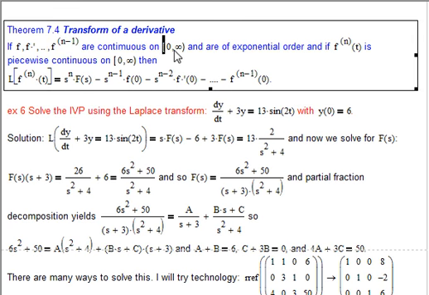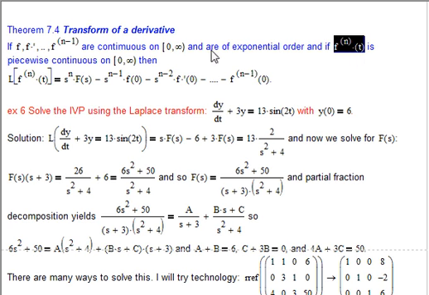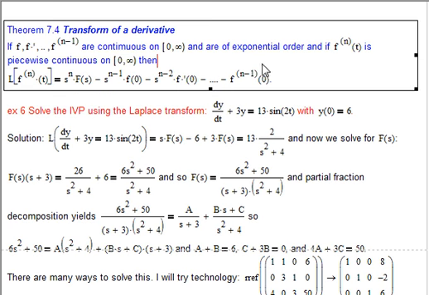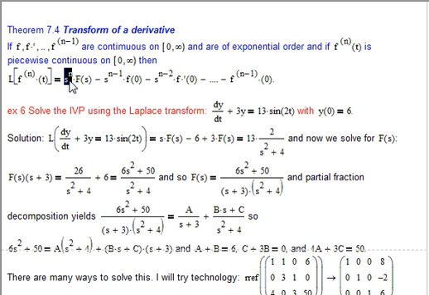So, if they're all continuous on the interval from 0 to infinity, are of exponential order, remember that means there is a Laplace transform, and if the nth derivative at t is piecewise continuous on 0 to infinity, that's not too much of a condition, then the Laplace transform of the nth derivative of f at t is s to the n times F(s), where, of course, F(s) is the transform of f(t).